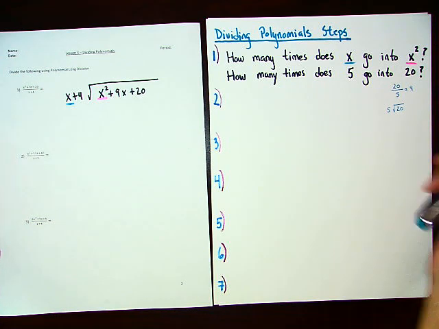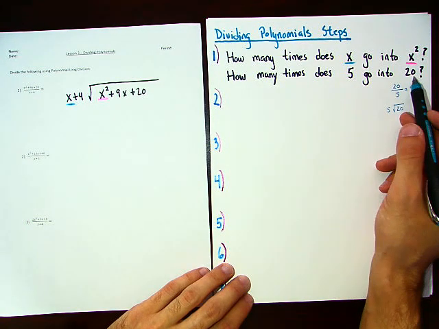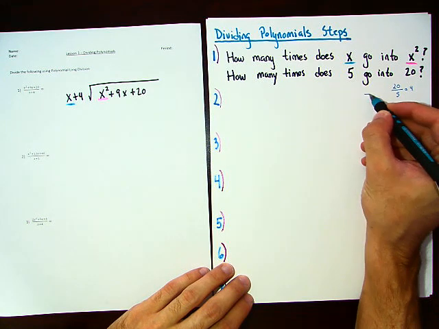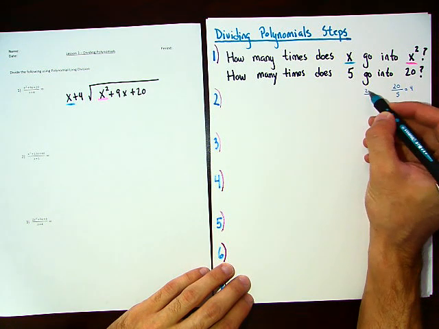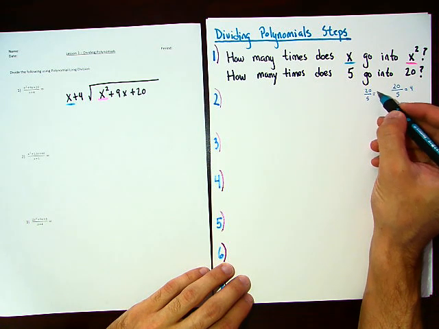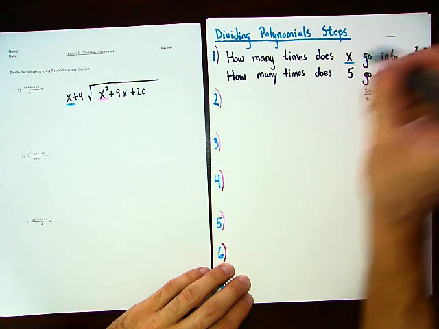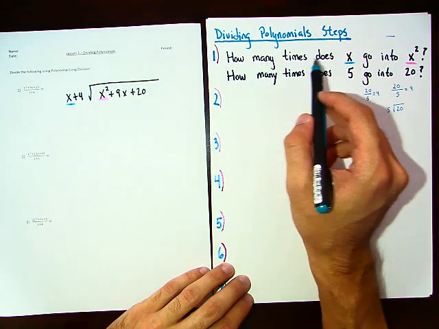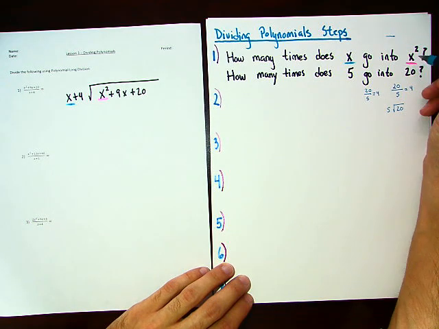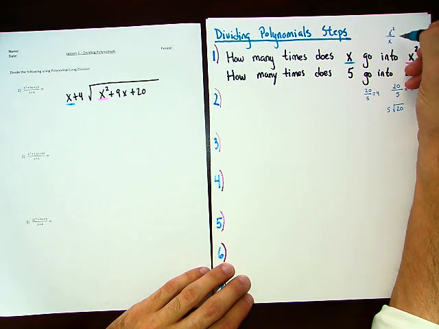Well, it's the same idea over here. It says, how many times does 5 go into 20? What went on top? The 20 goes on top, and the 5 goes on the bottom. So what's 20 divided by 5? It's 4. And that's the same idea over here. What's the algebra when I ask you how many times does x go into x squared? Which one goes on top? The x squared goes on top, and the x goes on the bottom.